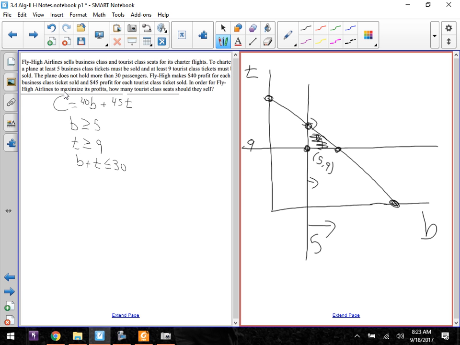So if this is at 5, and this is at 9, what's the value of t when b is 5? Remember, it has to add up to 30. It's got to be 25. Makes the other one 21.